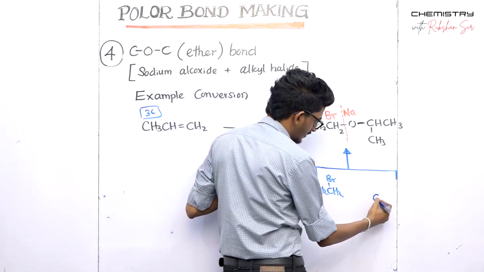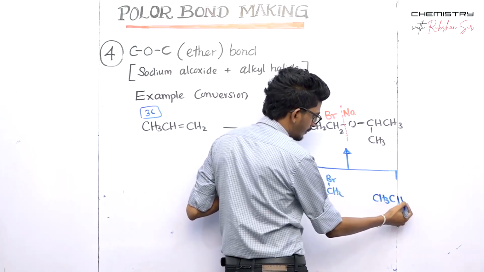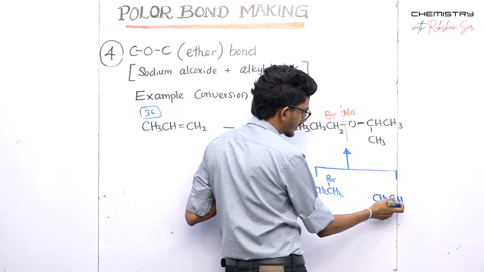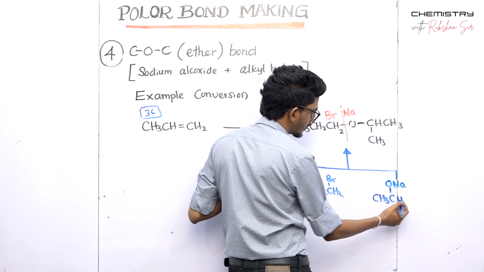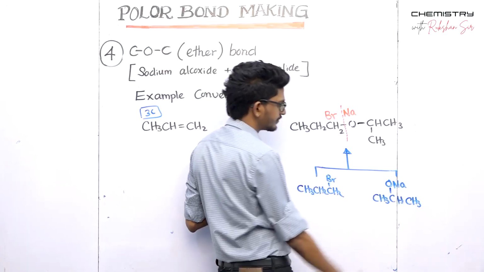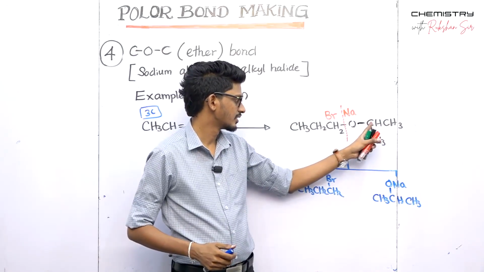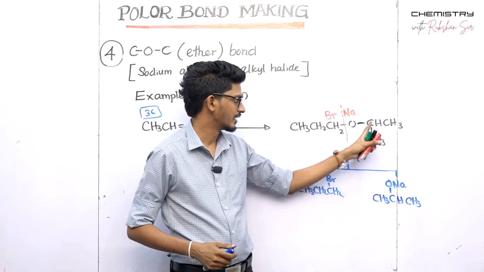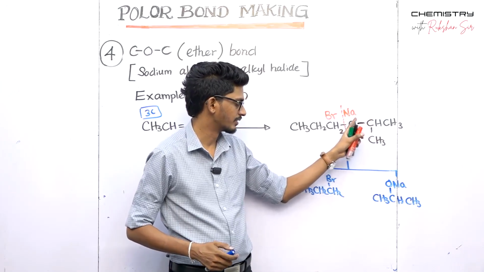So we can write like this: CH3, the center carbon, you have a H and an ONa, and to that another CH3 is connected. CH3, CH, CH3, and with that center carbon you have an O minus Na plus.